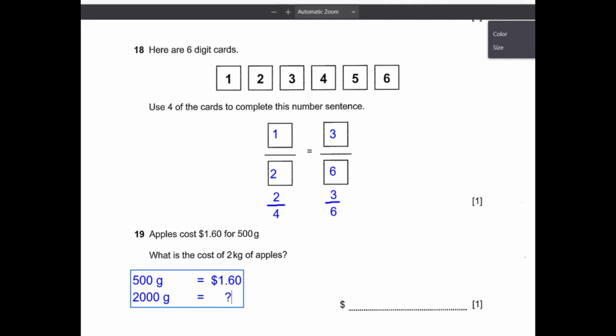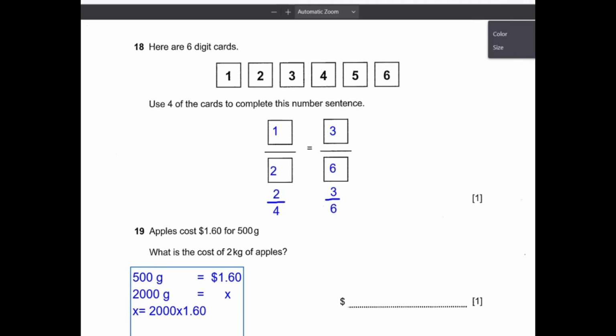Like you'll find the cost of 2 kilograms. By the way, some people could put in here the value of X. Then they work out the cost of X. They say X is equal to, they multiply those two together and divide by 500. They say it is 2000 multiplied by 1.60, and then they divide it by 500.